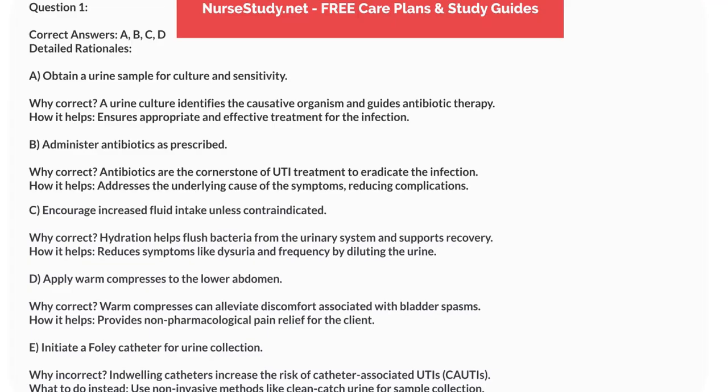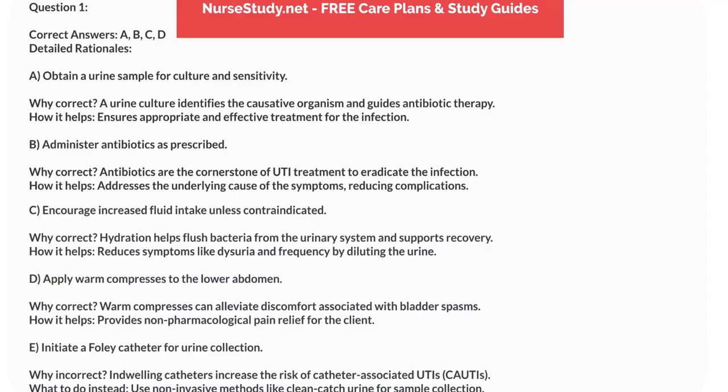Detailed rationales. A. Obtain a urine sample for culture and sensitivity. Why correct? A urine culture identifies the causative organism and guides antibiotic therapy. How it helps: ensures appropriate and effective treatment for the infection. B. Administer antibiotics as prescribed. Why correct? Antibiotics are the cornerstone of UTI treatment to eradicate the infection. How it helps: addresses the underlying cause of the symptoms, reducing complications.